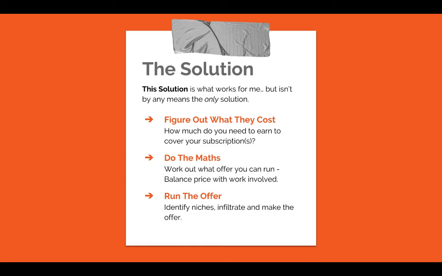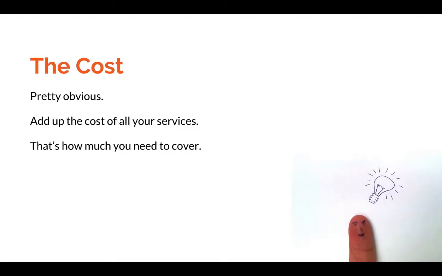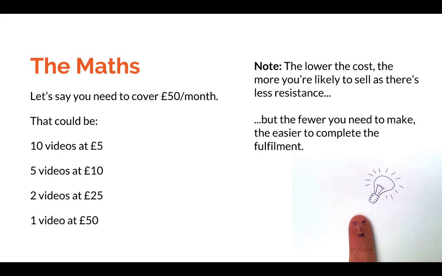So the solution, first off, this is how I do it. I figure out what my subscriptions cost, as in how much I need to earn each month to cover these subscriptions. Secondly, I do the maths, which we'll get to in a second, and then I run the offer. That's pretty much it. There is a fourth step, which I'll address at the end. So the cost, first off, is pretty obvious. You add up all the cost of all of your services. That's how much you need to cover.